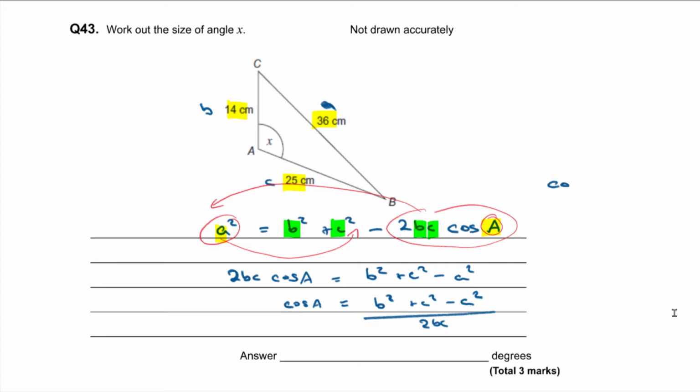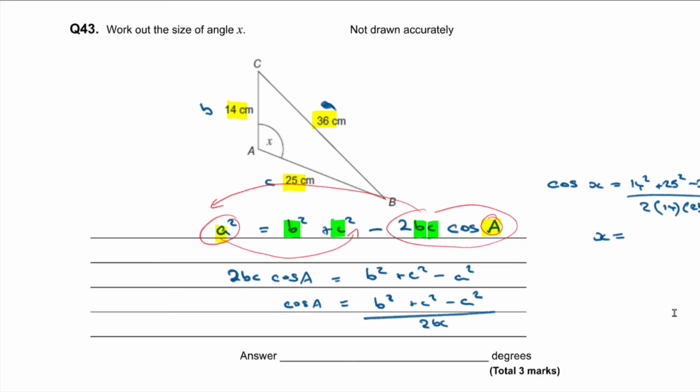So cos A is x, that's the thing I want to find. B squared, 14 squared. C squared, 25 squared. A squared, minus 36 squared, over 2 B, 14, C, 25. Okay, so I could type all that in one go, I think, into the calculator. Actually, we want the inverse cosine of this as well, don't we? So x is equal to, so we're going to use shift cos, okay, and then I'm going to put the fraction key, so I've got a numerator and denominator to fill out.